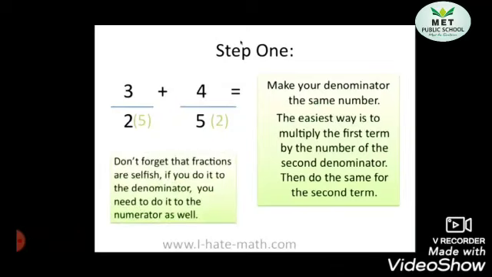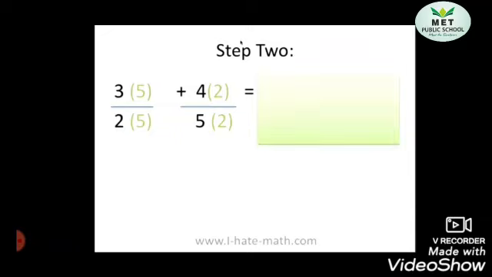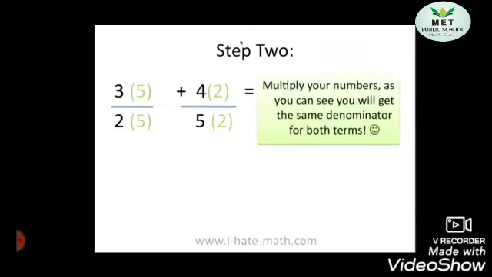Please note whatever the number is multiplied in the denominator should also be multiplied to the numerator. So 2 is multiplied by 5, same thing is multiplied to 3 as 5. In the right side, both numerator and denominator is multiplied by 2. Now let us do the multiplication of these terms. In the numerator, you are having 3 into 5 which is 15 divided by 2 5s are 10, plus 4 2s are 8 divided by 5 2s are 10.